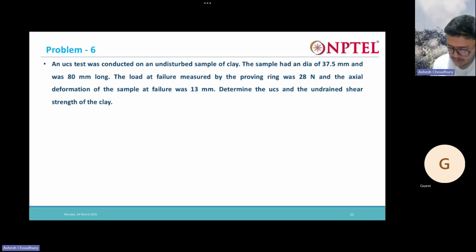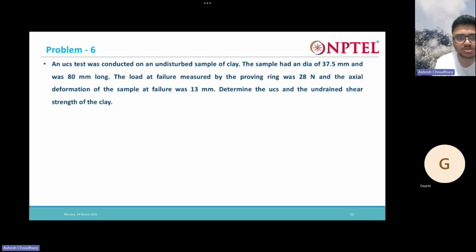A UCS test was conducted on an undisturbed sample of clay. The sample had a dia of 37.5 mm and was 80 mm long. The load at failure measured by proving ring was 28 Newton, and the axial deformation of the sample at failure was 13 mm. Determine the UCS and the undrained shear strength of the clay.